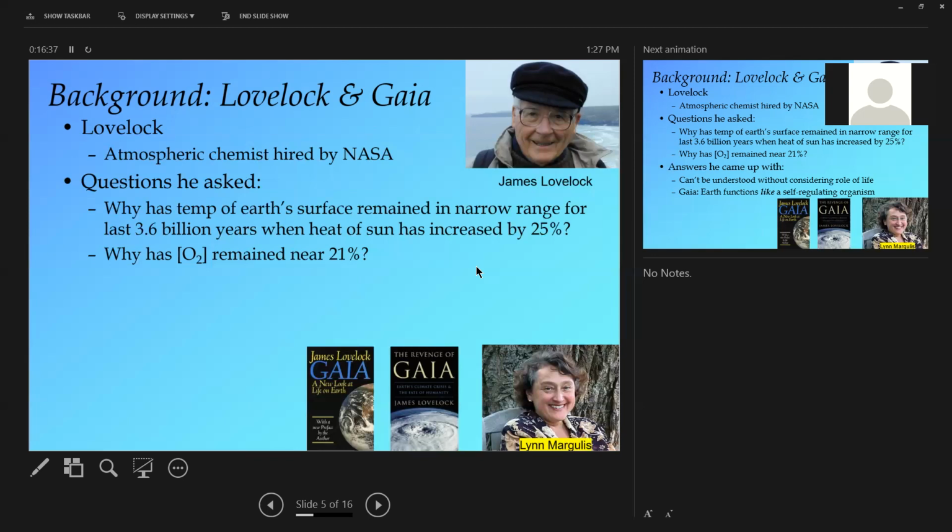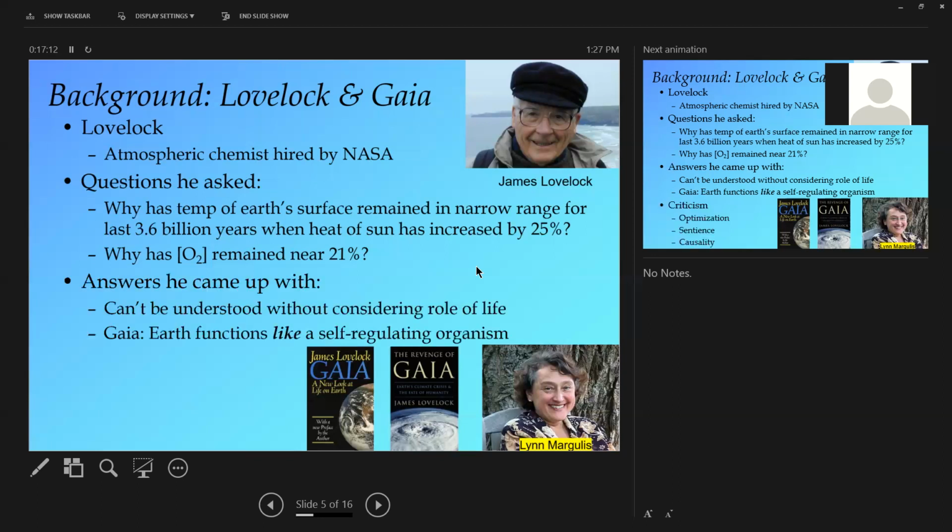And why has the oxygen concentration on the Earth stayed the way it is? Oxygen is a highly reactive gas. It doesn't sit around. You don't have oxygen on a planet unless the planet is very far from equilibrium, because oxygen tends to react with things. It oxidizes things. That's how you get rust, oxygen interacting with iron to form rust. So he's like, why do we have this very out-of-equilibrium oxygen that stays in a narrow band? Why do we have temperature on the Earth staying within a relatively narrow band?